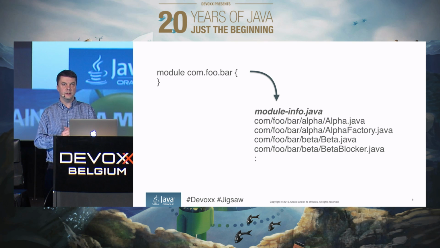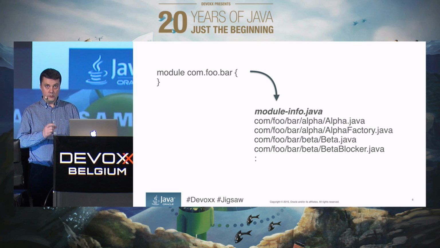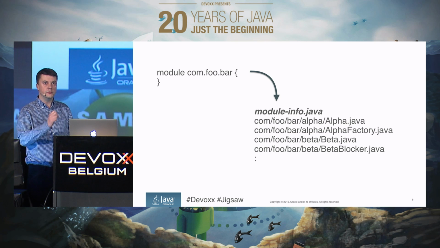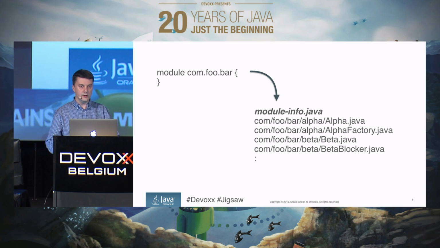What's in the module-info.java source file is the module keyword and then some curly brackets, and we'll build up what's inside that in the next couple of slides. So it's module name, and then we'll get into what is in the module declaration in the next couple of slides. So this is a very basic start.